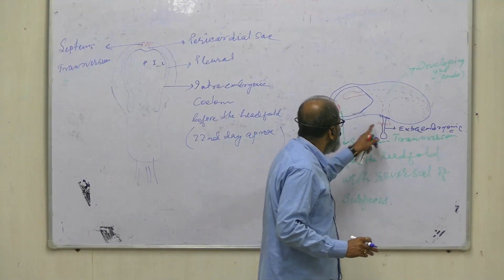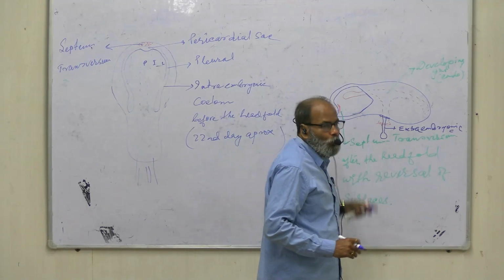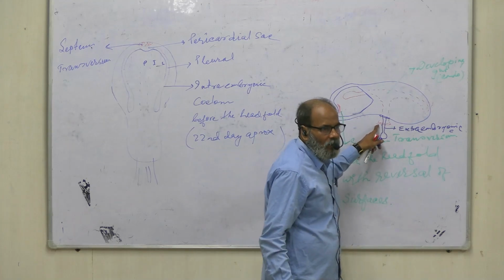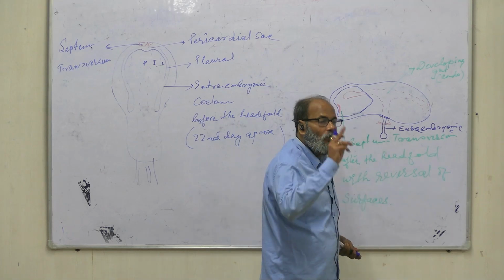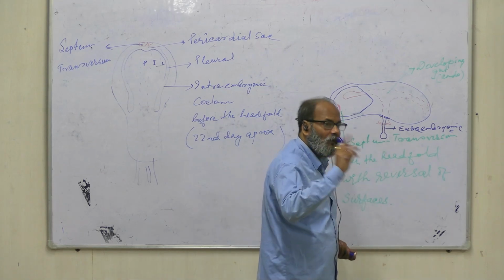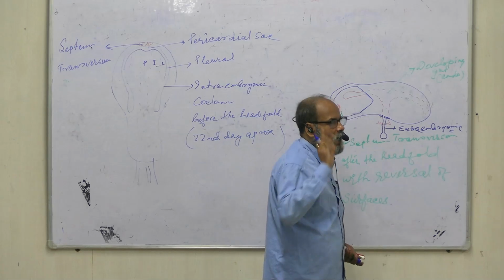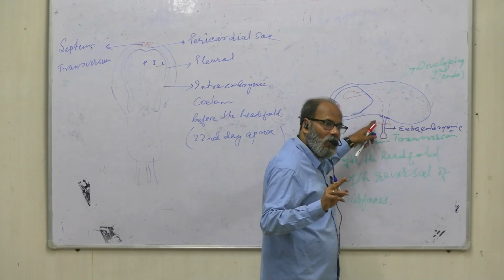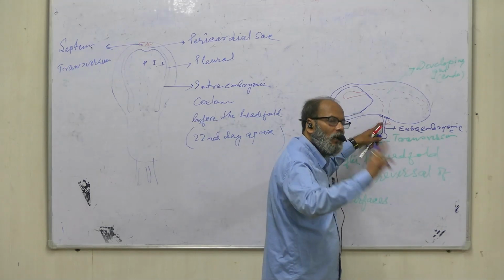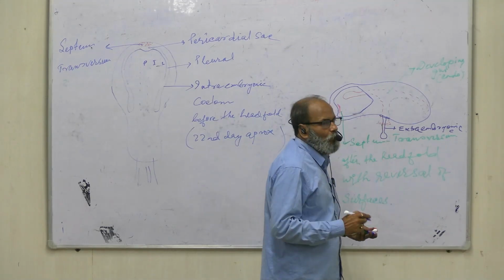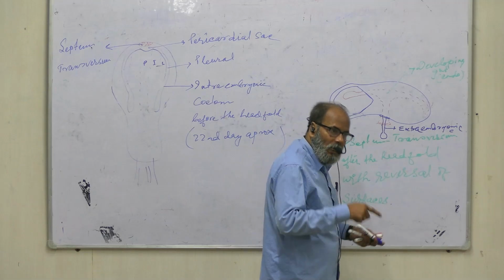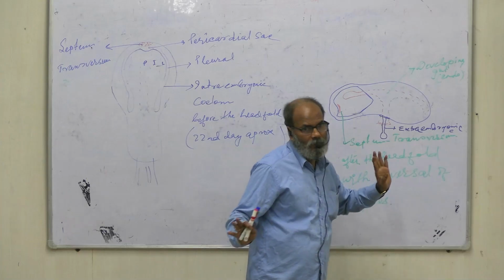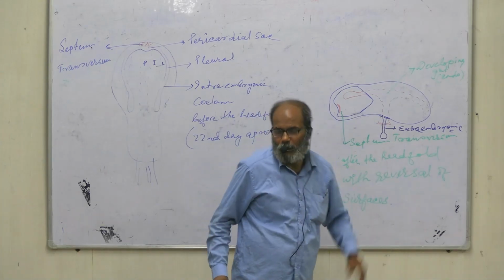What's my point? And this is the protrusion or herniation of the gut, the midgut, by the 5th week, which causes the physiological hernia. So during physiological hernia, we have two things. Number one, natural or physiological herniation of the gut, along with the protrusion of the intraembryonic coelom into the umbilical cord, which is known as the extraembryonic coelom. Got my point?